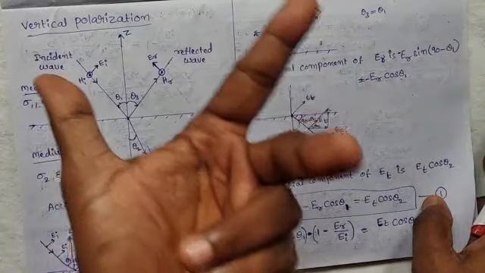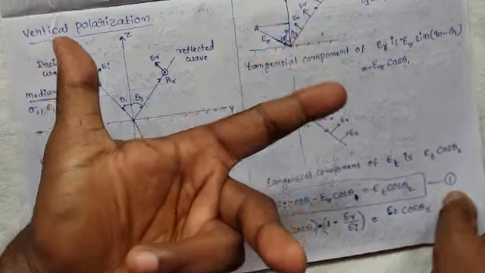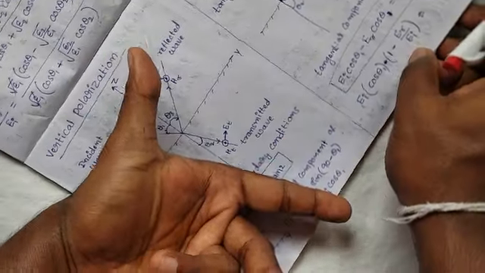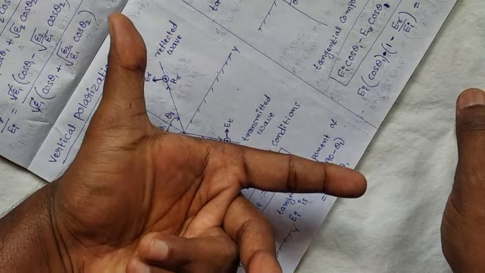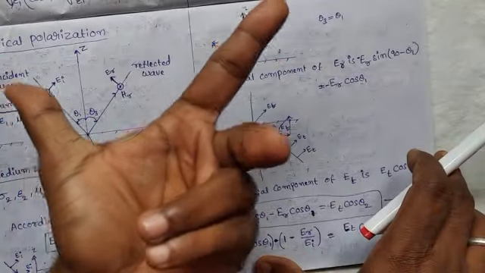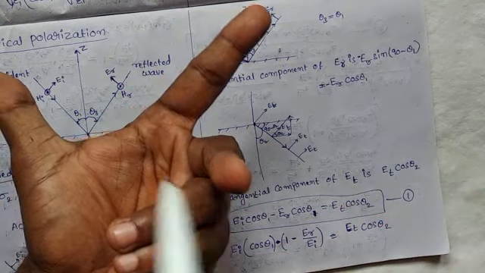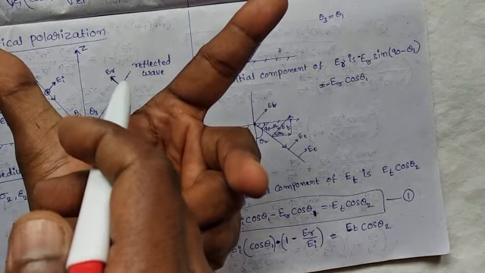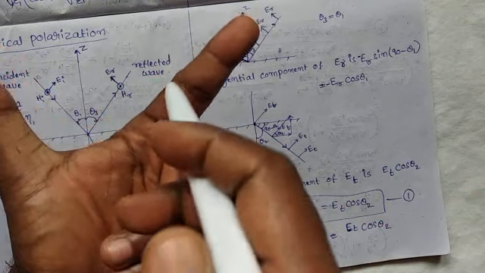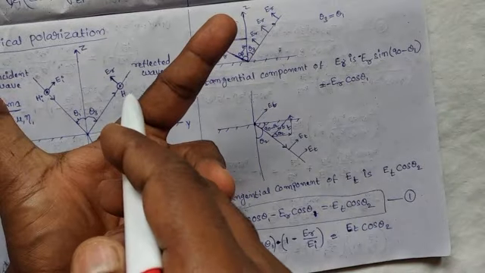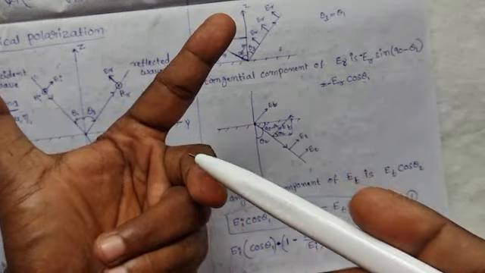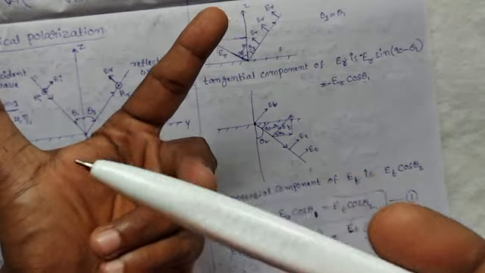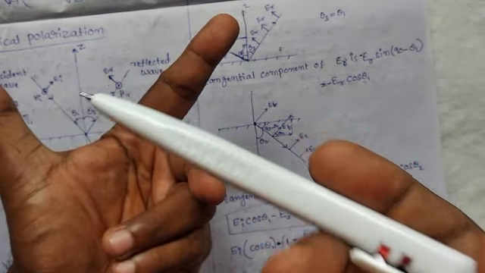This is the same for the transmitted wave. For the reflected wave, it is like this. This indicates the direction of the electric field, this indicates the direction of propagation of the reflected wave, and this indicates the direction of the magnetic field, which is out of the page.